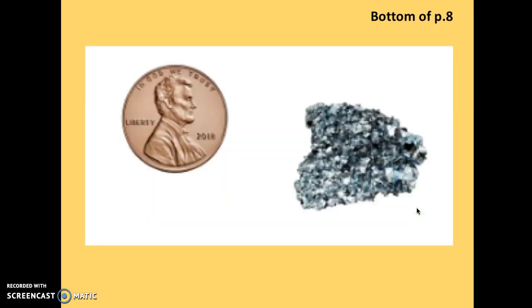All right, pennies or any coins really are malleable, so that metal has been pounded into those shapes. And then it could be shiny, so you can't really see that in your picture there, but a lot of metals are shiny.